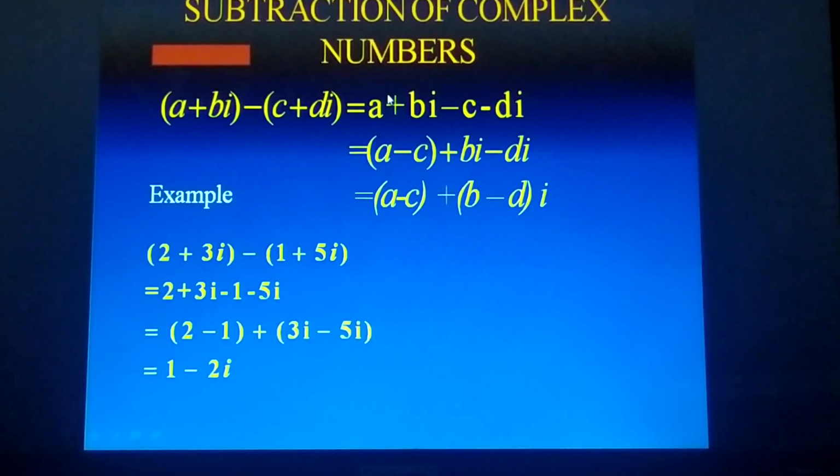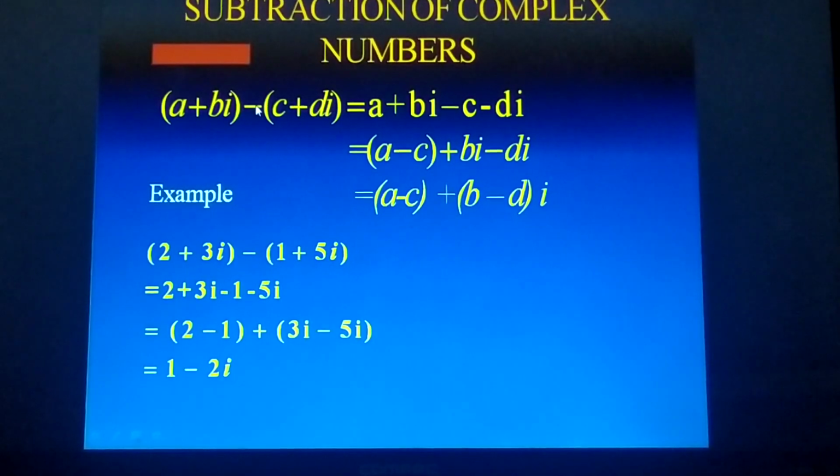Subtraction of a complex number, (a + bi) − (c + di). First we open the bracket: a + bi − c, and since there is a minus here, when we open the bracket this plus is converted into minus, so − di. Again, add the real numbers, a − c, plus the imaginary numbers, bi − di. So a − c plus i is common, (b − d)i.